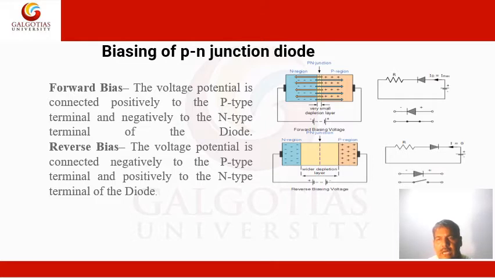Here this is the diode symbol and this is connected with the positive terminal of the battery, and this portion is the N region which is connected through a resistance with the negative terminal. So this is named forward bias. Reverse bias: the voltage potential is connected negatively to the p-type terminal and positively to the n terminal of the diode, as shown in the figure below. So in the reverse biasing case, the N region is connected with the positive terminal of the battery and the P region is connected with the negative terminal of the battery.